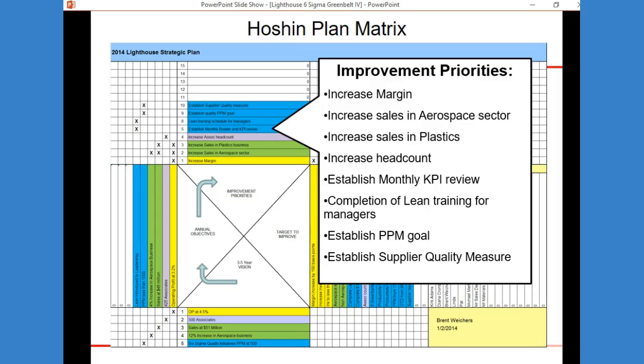I can't hire more people. We can't do more training. We can't work on quality issues for new equipment and things unless I increase my margin. So I got my priorities in order.